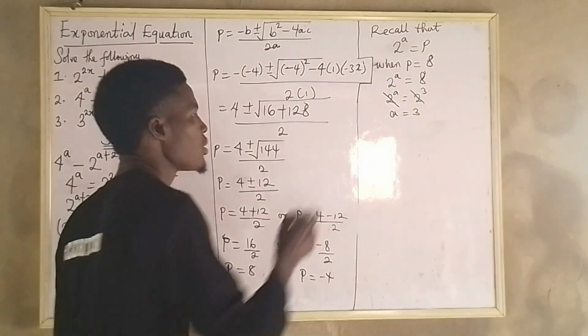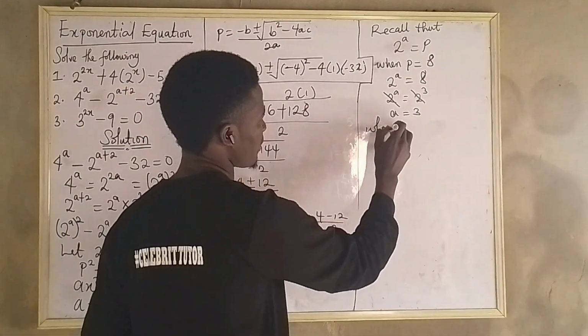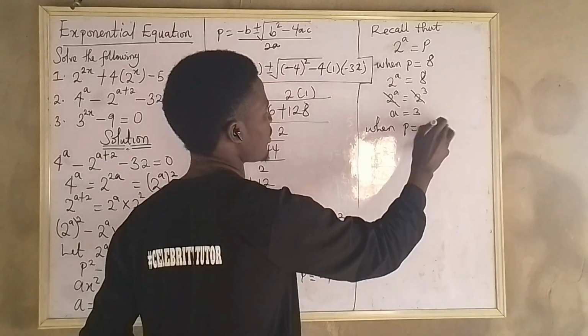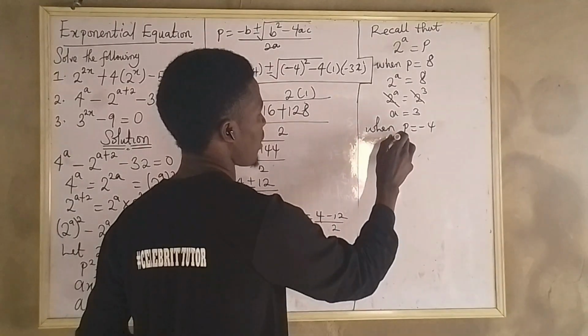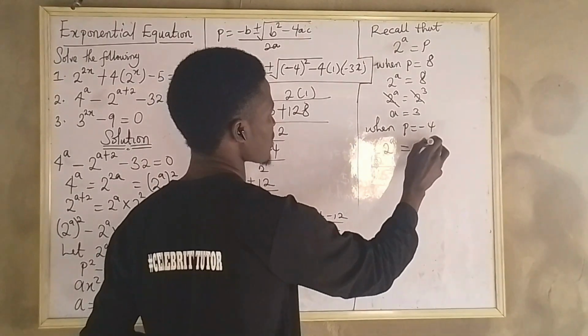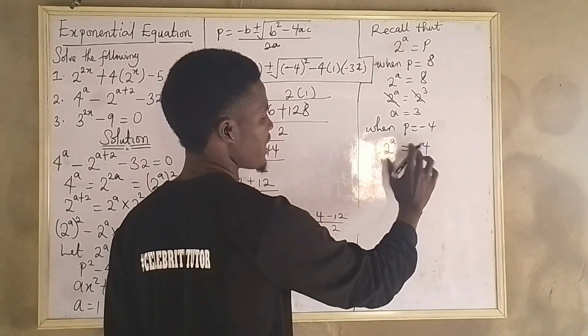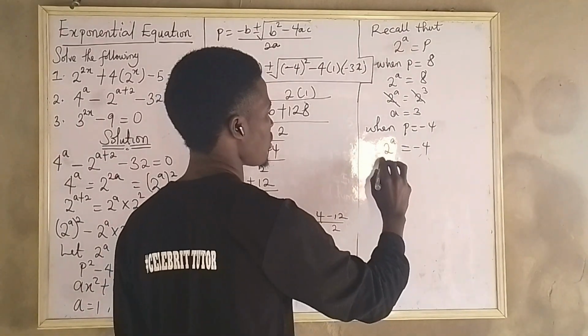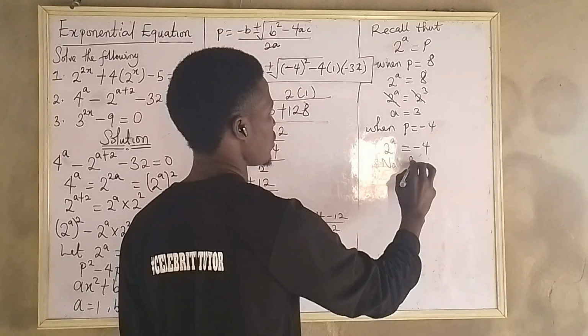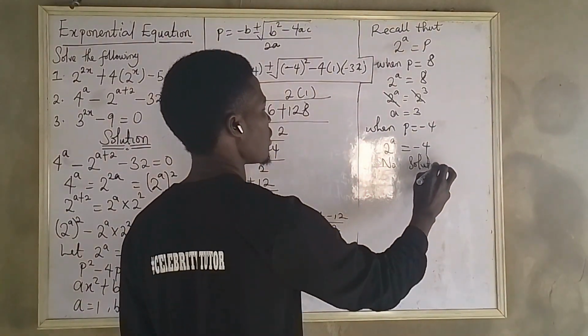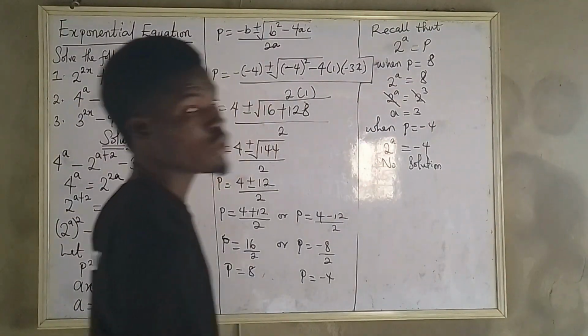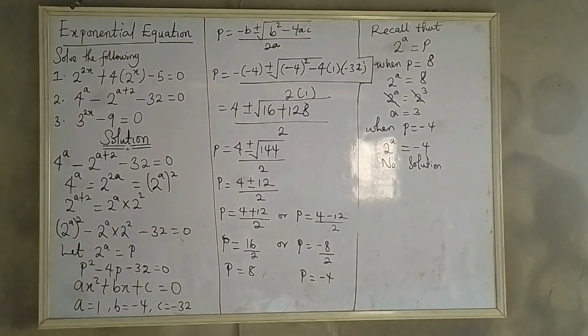Then the next one, when P is equal to minus 4, we have 2 raised to power A equal to minus 4. Because of this negative sign that is here, you are going to say no solution. So once you have a negative answer, you are going to have no solution.